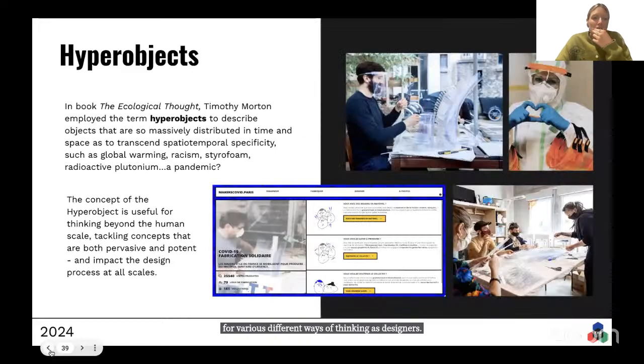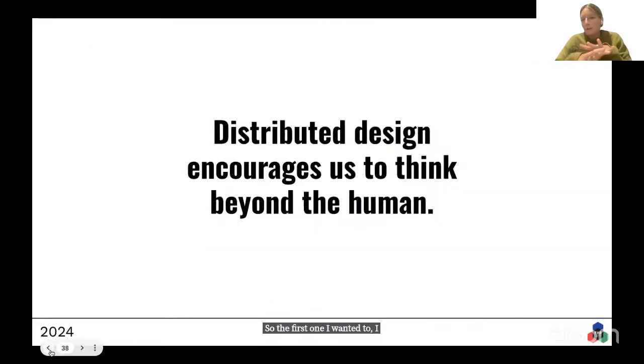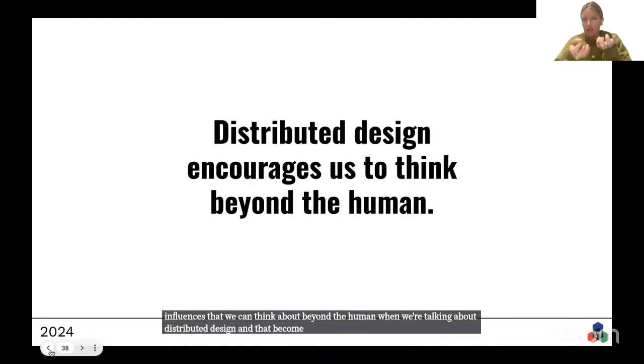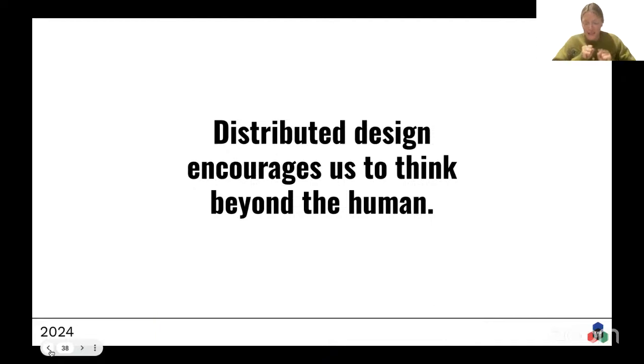So the first one I just want to talk about, 4 kind of influences that we can think about beyond the human when we're talking about distributed design, and that become kind of exciting provocations for being a distributed designer.